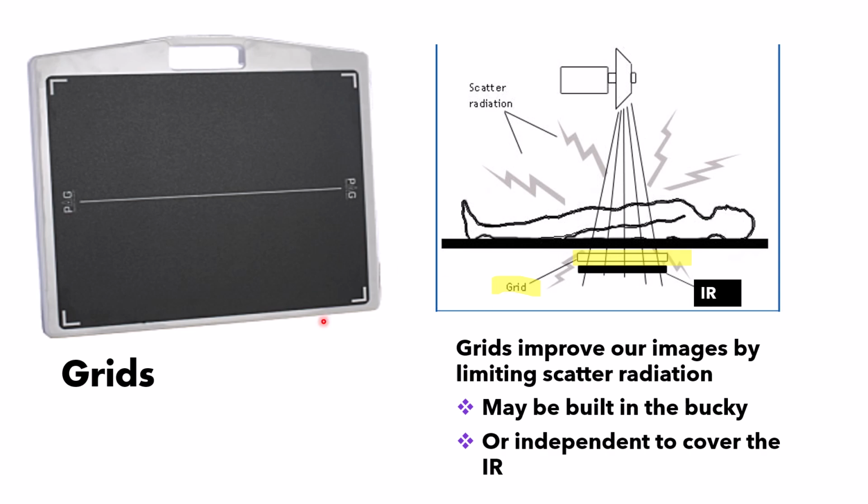If you're using it inside the Bucky, the grid is built in. You can't see it, but it's built in. And anytime you use the Bucky, there's a grid being applied there. So you use the grid, and it again picks up the scatter. You only use the Bucky if you're doing a thicker body part.